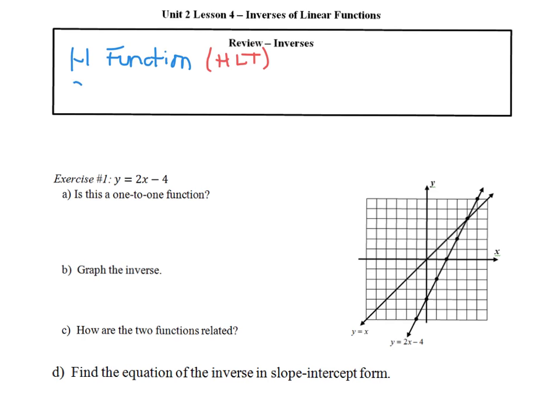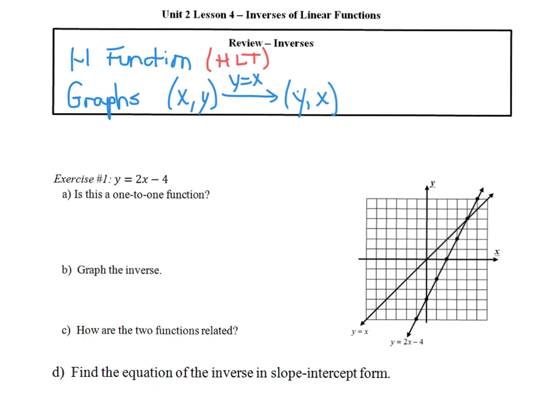So when we are looking at graphs, remember that what we want to do is take any coordinate x, y, and reflect it over the line y equals x, which means that now we have the ordered pair y, x. So basically we switch the y and the x coordinate to find the inverse coordinate. Let's start with exercise number 1.